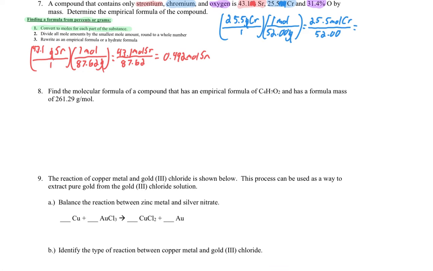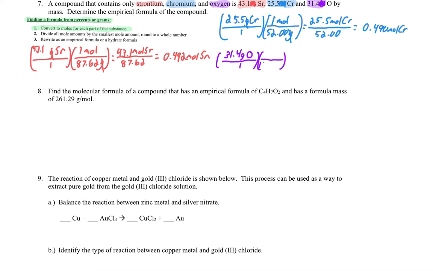Divide 25.5 divided by 52, and I find out I get 0.490 moles of Cr for chromium. Finally, I got to do the thing for oxygen, change that percent to grams. Write down my 31.4 grams of oxygen, put it over a 1 so I can establish a top and a bottom of a fraction, a numerator and a denominator, if you will.